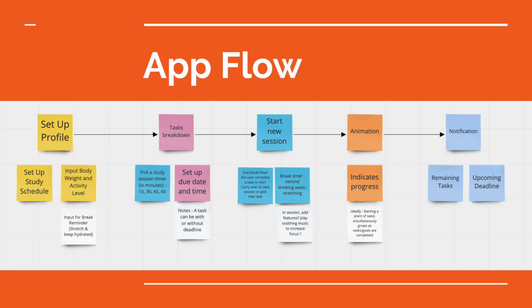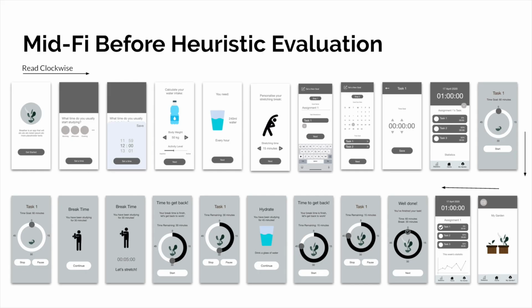And here is our app flow. First, the user has to set up their profile, and then it goes to the task breakdown, study session timer, and setting up the due date and time. Start new session includes the break timer, an animation that indicates progress, and notifications. Here is our Mid-5 prototype before heuristic evaluation.